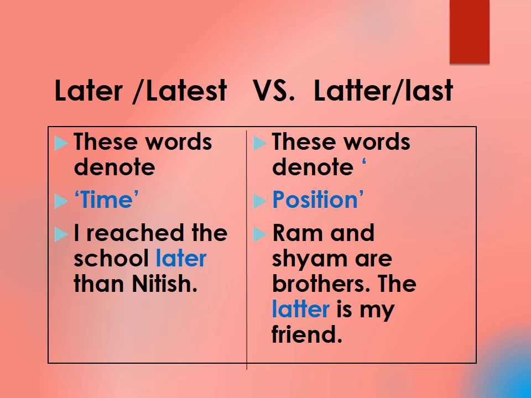"Ram and Sham are brothers, and the latter is my friend." Now we are talking about position. Ram and Sham. Latter, who is latter? That is Sham. So Sham is my friend.